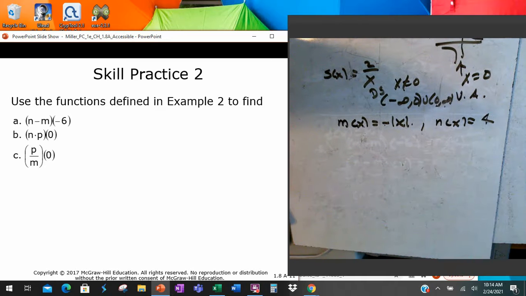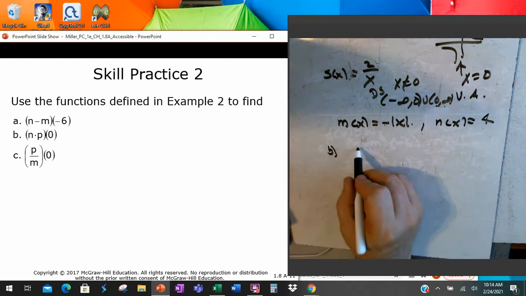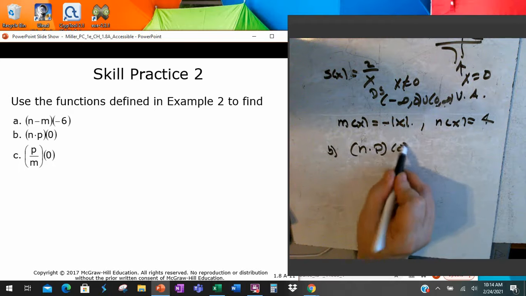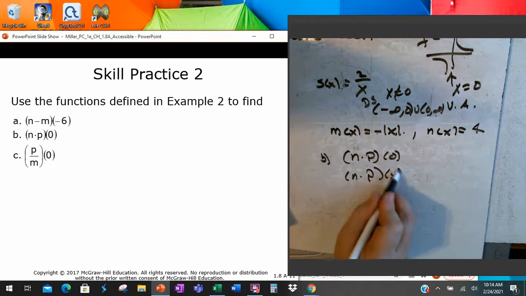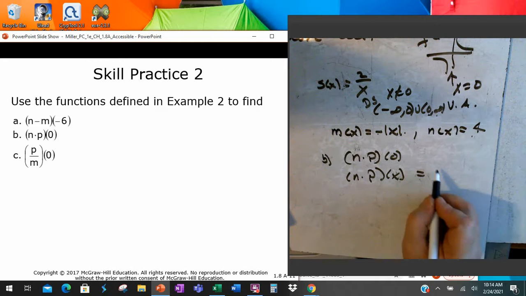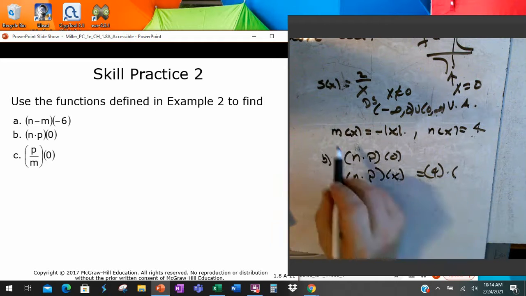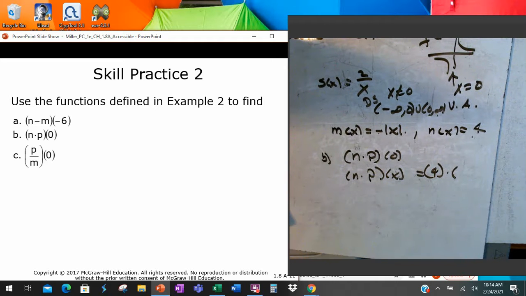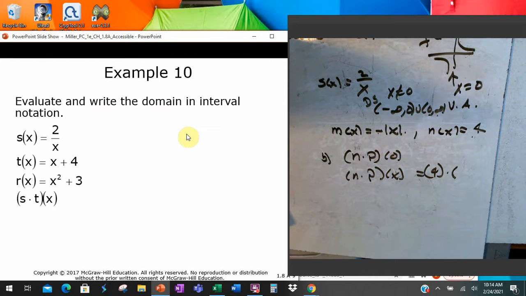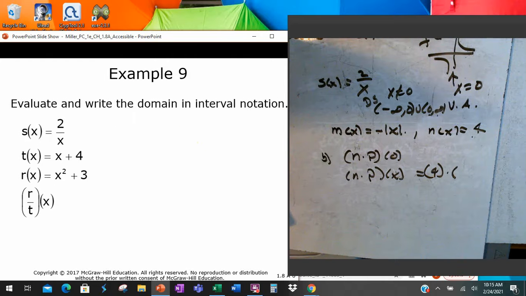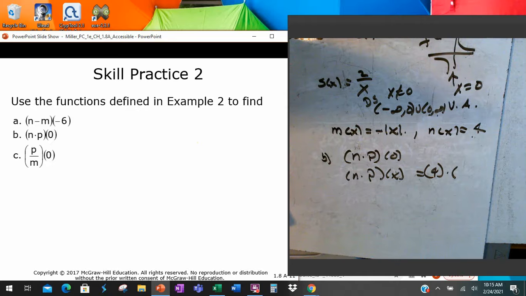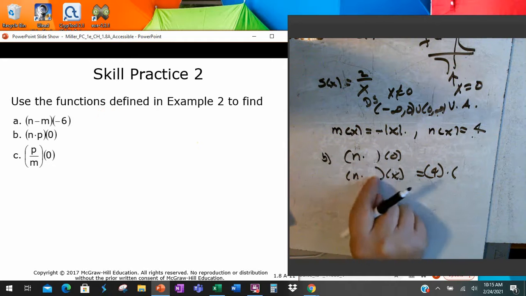Same functions, new functions from old. We can do all the different combinations of these things. And B says form n times p and evaluate at 0. So my n times p of x, that's my 4, times my, oh, where's my p? I'm given a p. I'm assuming that this is n times m.